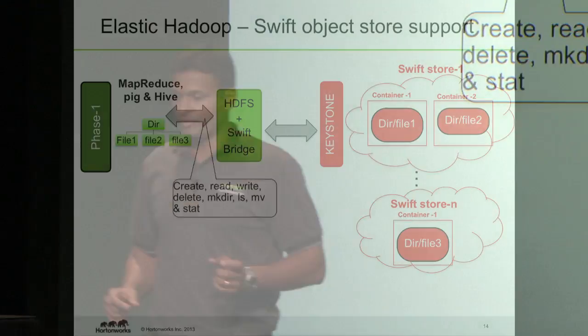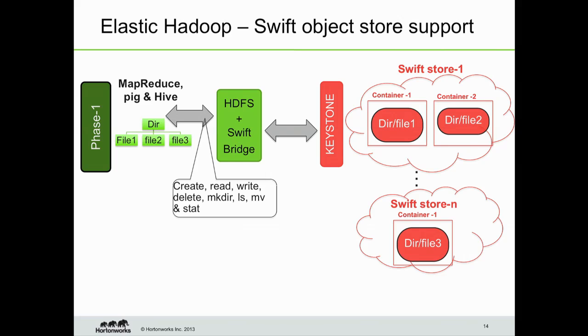So some detail on the Swift Object Store integration. When I spoke about elasticity, I mentioned that there is an option to upload the data on Swift or on HDFS. Now, when the data resides on Swift, there needs to be a way for a MapReduce job to consume that data and process that data. So that will be enabled by this HDFS Swift Connect bridge.